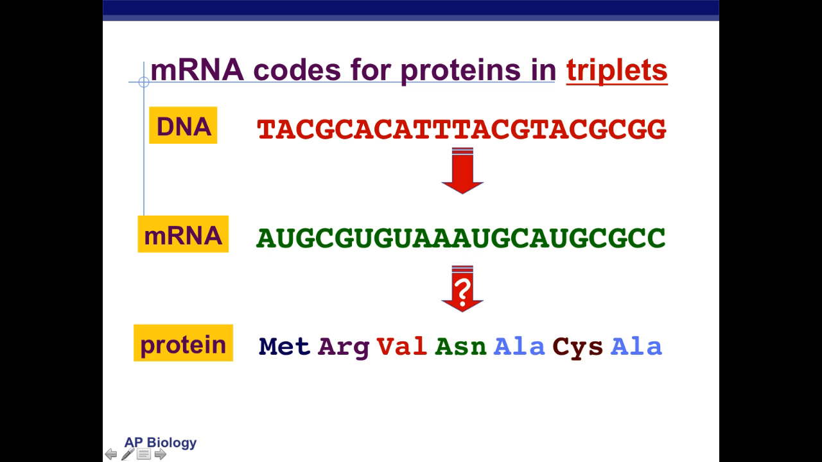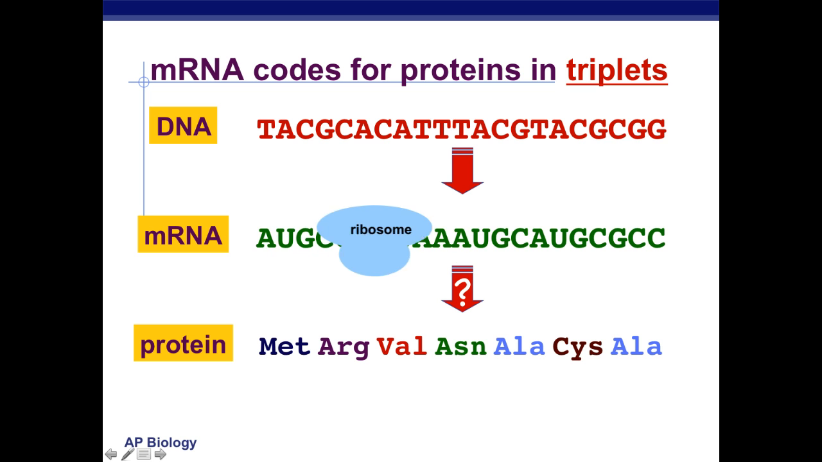So you have methionine, arginine, valine, asparagine, alanine, cysteine, and alanine.